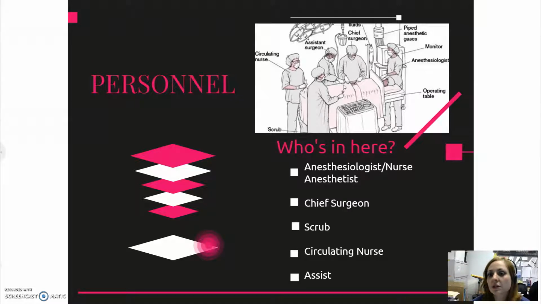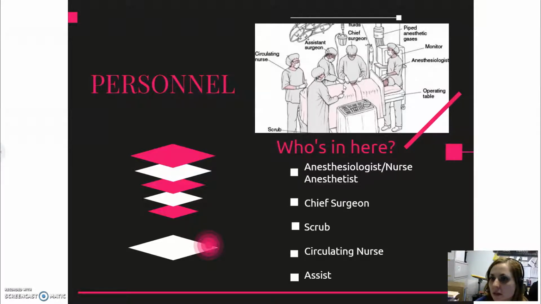The circulating nurse is the one that's kind of monitoring the whole room, making sure everybody's staying sterile, making sure that they're recording vital signs, they're watching the instruments that are being handed over, and a lot of times they do the counts beforehand and the counts after surgery. So they count every single gauze, every single piece of equipment, because we've all heard the horror stories of stuff being left inside of people. So that's an important job.